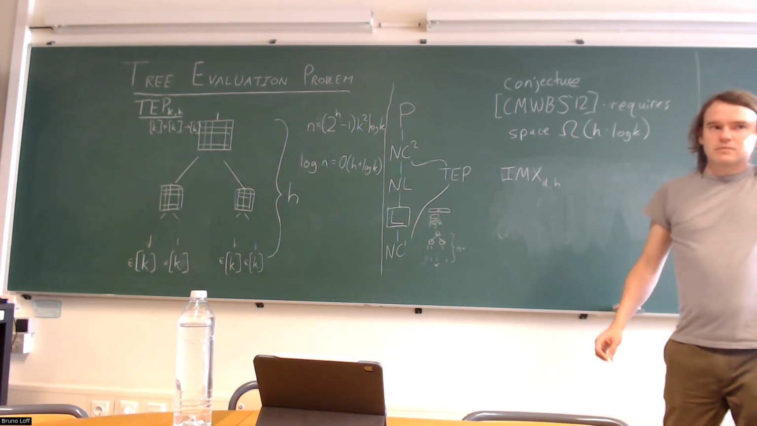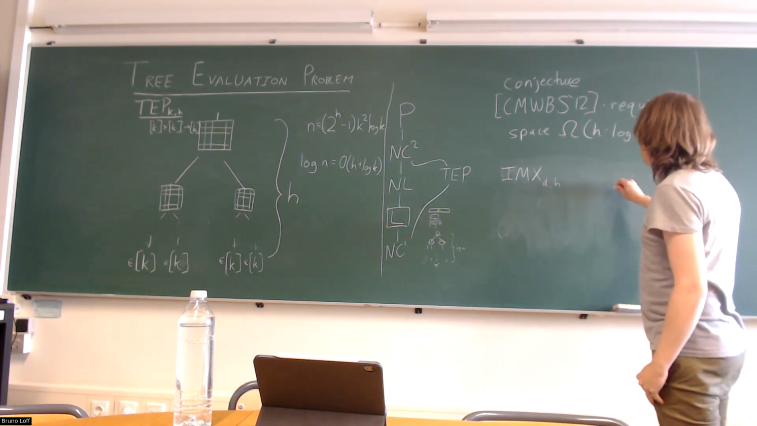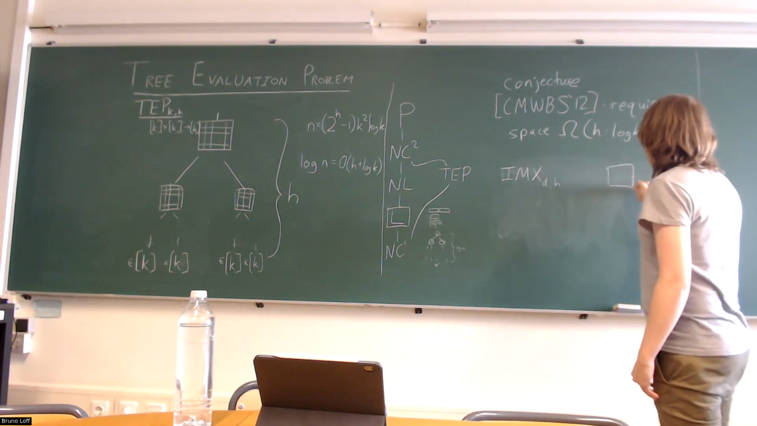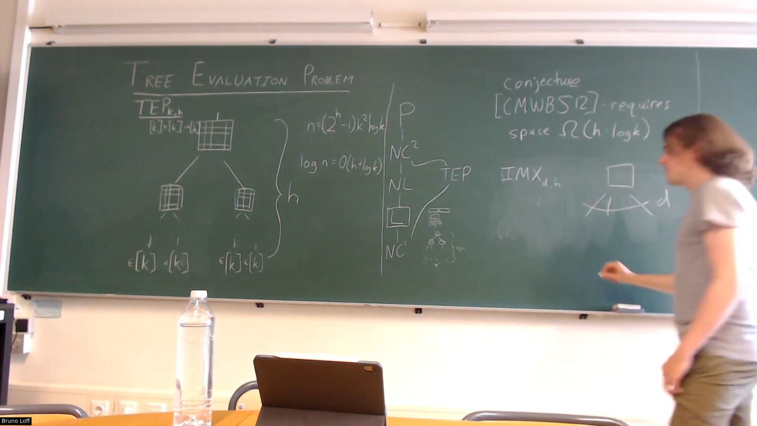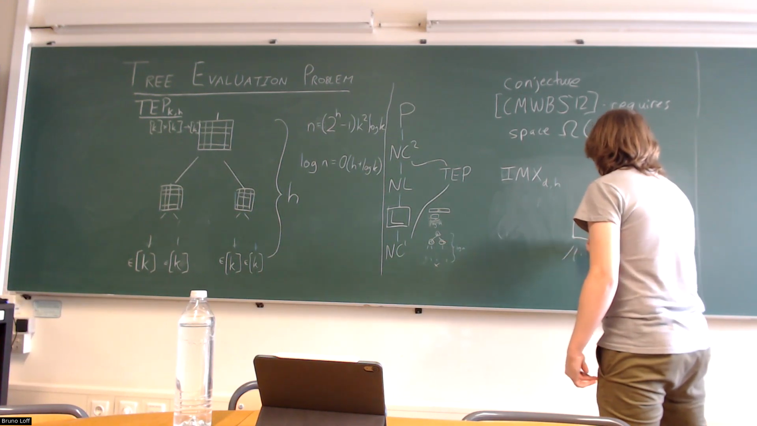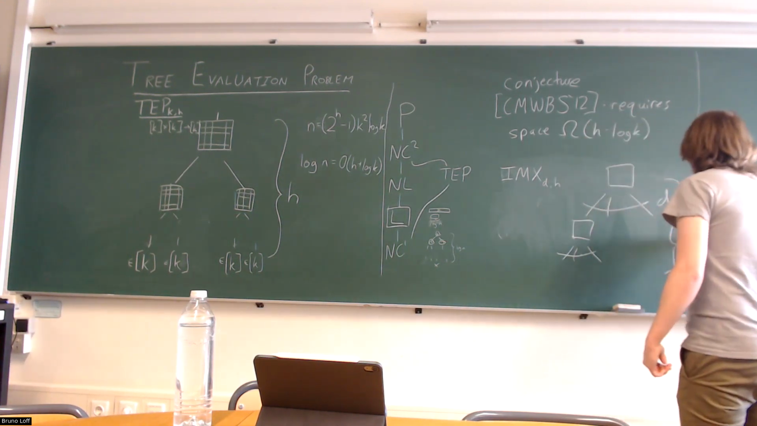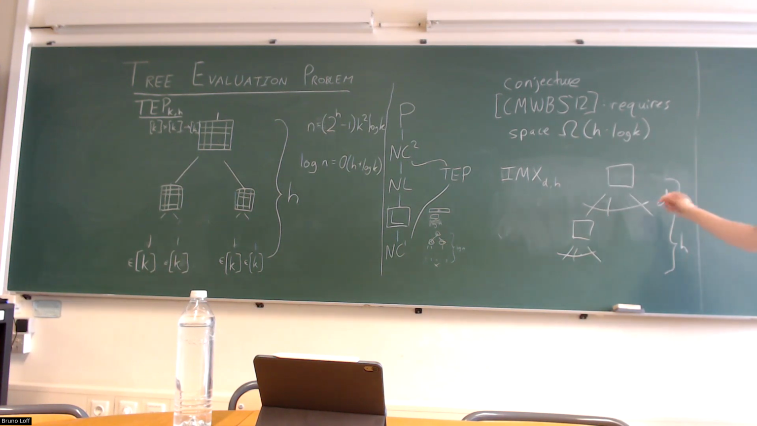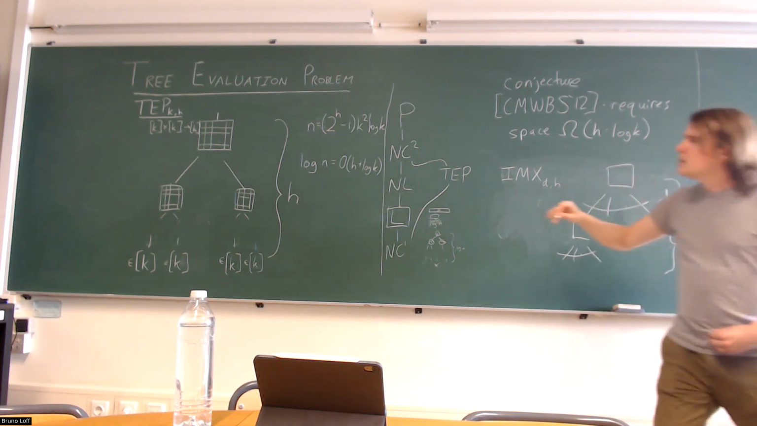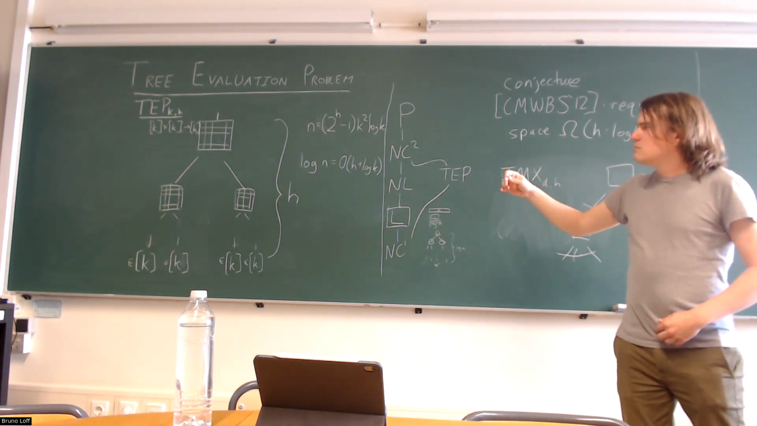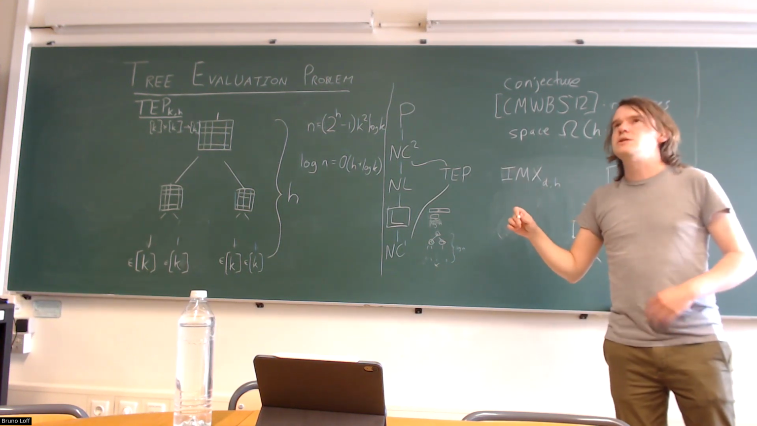Sorry, can you repeat? So IMX D,H is now: you have fan-in D, and each of these things is fan-in D. And again, the height of this tree is H. You can parameterize this by K, D, and H, but let's just treat the Boolean case for a moment. So this thing has a different set of parameters, and is roughly D to the H, or times 2 to the D, something like that.